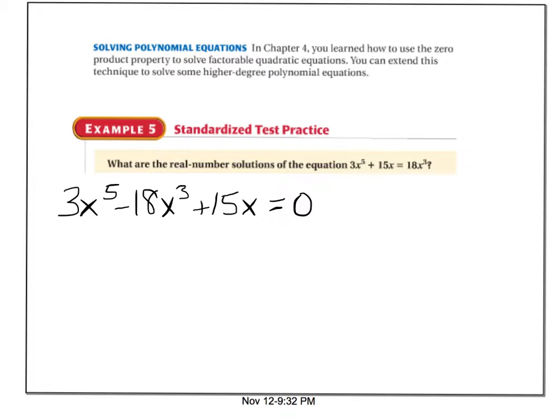This really is nothing new compared to when we solved quadratic equations. So we have this in polynomial standard form, and you get out your factoring flowchart and you say, do I have any greatest common factor between these three terms? 3x is the GCF of this expression, so when I divide that out of all the terms, I'm going to get x to the fourth minus 6x squared plus 5.